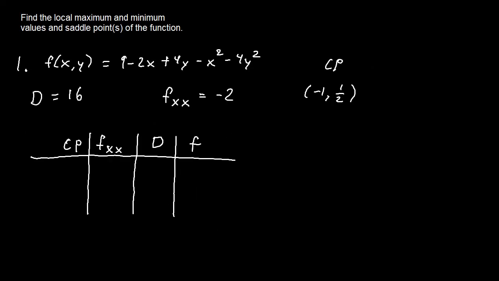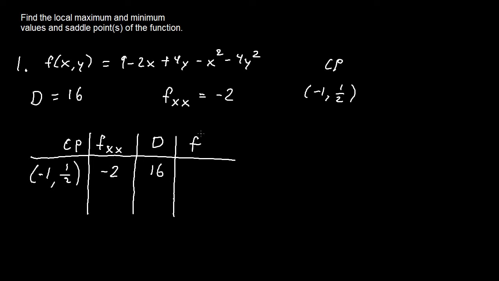So using the information that we have, the critical point is obviously negative 1, 1 half. So we can put that there. And that's our only critical point, so that's the only one we need to list. Now the value of f sub double x evaluated at the critical point is just negative 2. So we have negative 2. Now the value of d evaluated once again at the critical point is 16.